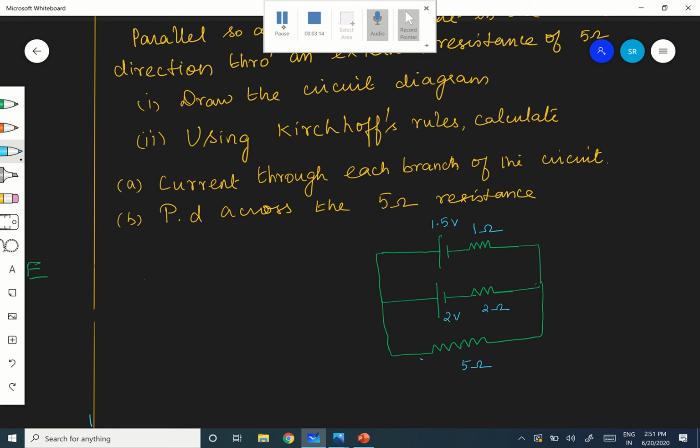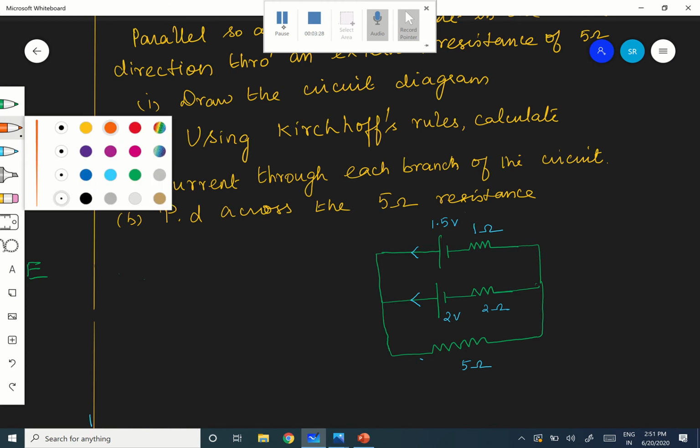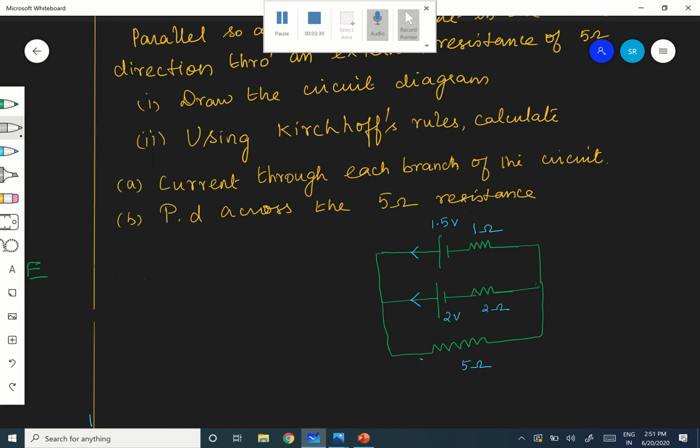See here the first cell, 1.5 volt. Both are sending current in the same direction. Therefore you give some names. Let me first name the junctions: A, B, C, D, E, F. Now from both cells, 1.5 volt and 2 volt, the current is actually flowing like this.